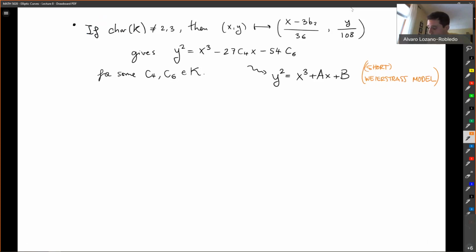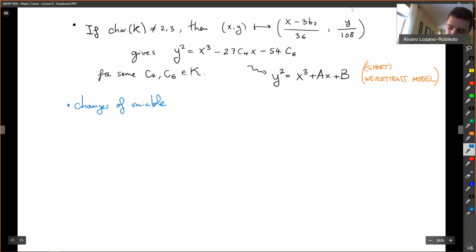Now, there are other changes of variables. Remember that one consequence of the Riemann-Roch theorem was that if we have a change of variables that preserves a long Weierstrass form, then it is linear in x and y. Then that will also preserve a short Weierstrass form. If I do a linear change of variables in a short Weierstrass form, it will bring it back to a long Weierstrass form in general.